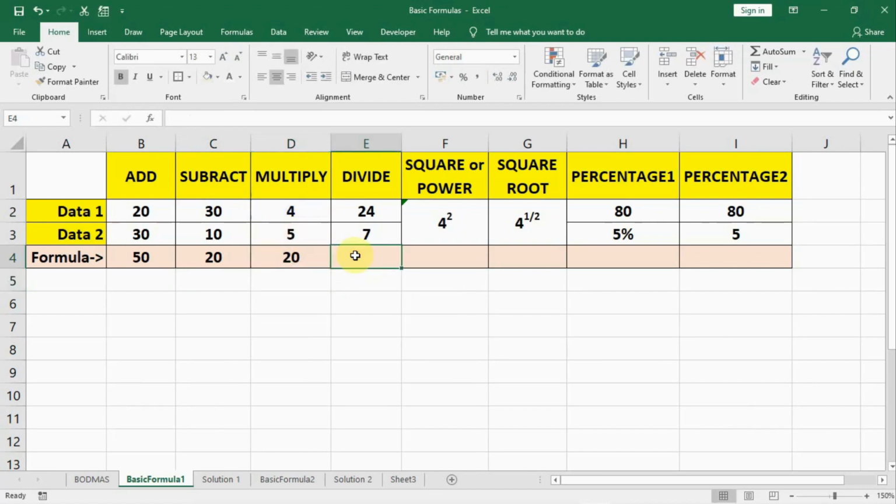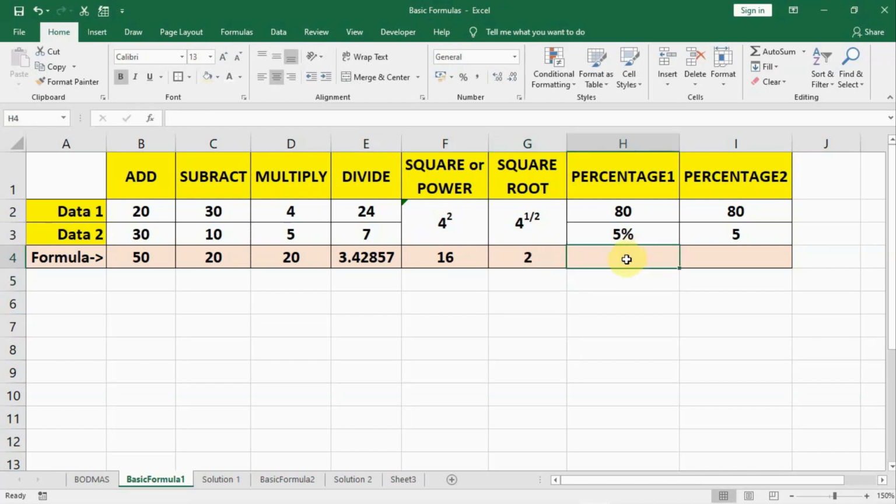For a division, we have to press equal to, select 24, press the division sign, select 7, cell E3 and enter. For the power sign, we have to go and select equal to, then press 4, put a caret sign. The caret sign you can find on number 6, and then put 2 and equal to, we got 16. If we want to calculate a square root, we'll calculate it again in a similar fashion, equal to 4, the caret power sign, and for square root, that is 1 by 2, we have to open a bracket, put a 1 and divide it by 2 and close the bracket and press enter.